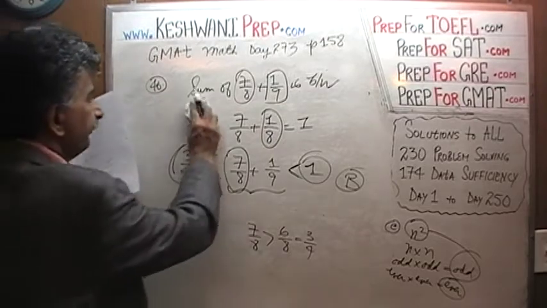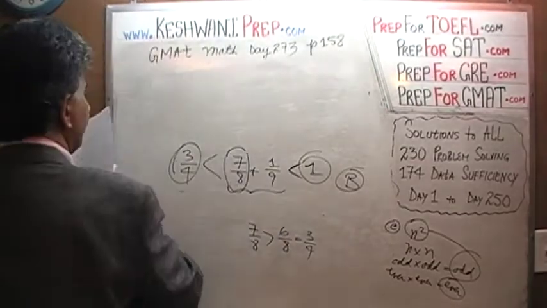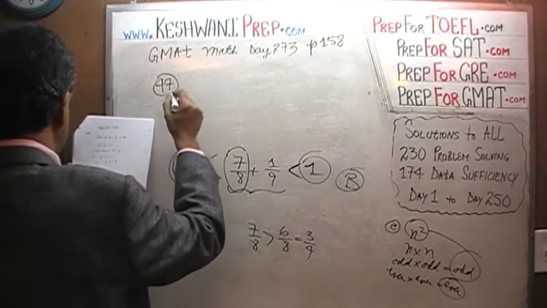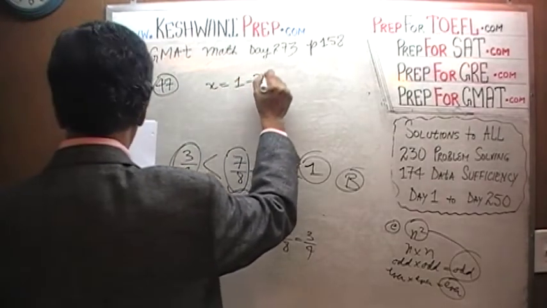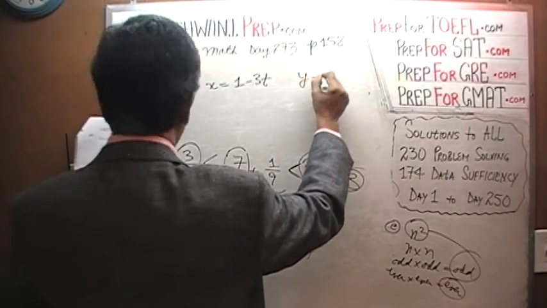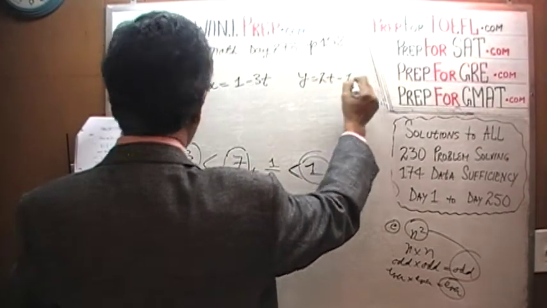Number 47. We are told that x equals 1 minus 3t, and y we are told is equal to 2t minus 1.